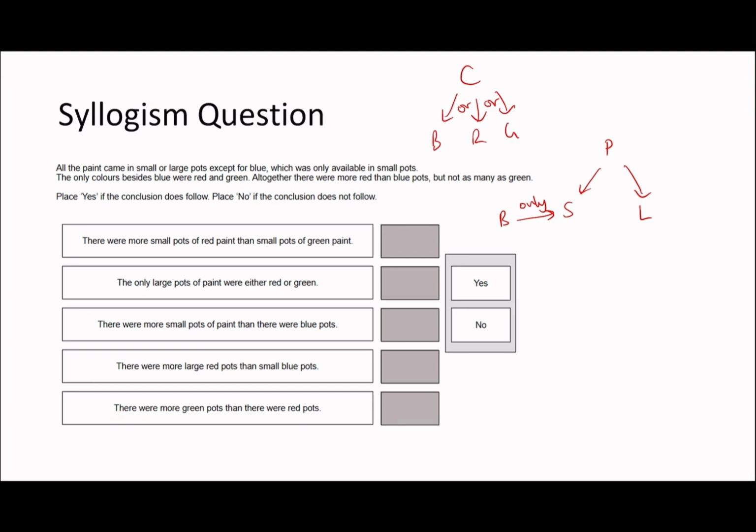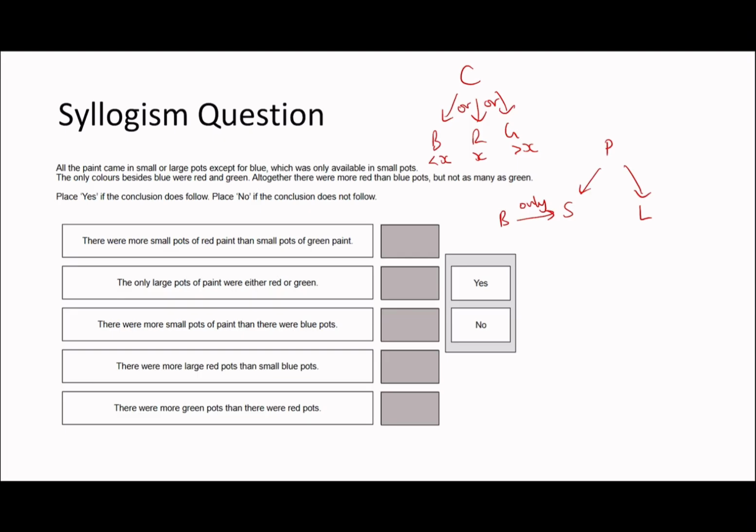It says there are more red than blue, but not as many as green. So let's say red is going to be more than blue. Let's say blue is X. Actually, I've got a better way of doing it. What I'll say is red is X, blue is less than X, and green will be greater than X. So there were more red than blue, but not as many as green.